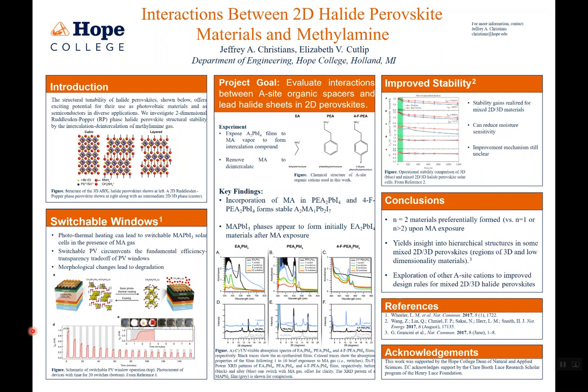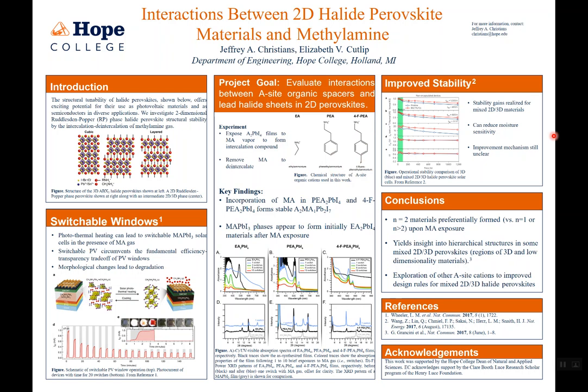There are some pretty severe morphological changes when we do this over a lot of cycles. So one of the ideas is perhaps a 2D structured or a mixed 2D, 3D structure will allow this intercalation, deintercalation of methylamine more reproducibly. The goals of our project generally were to evaluate the interactions between different organic spacers and the lead halide sheets in 2D perovskites. So we did this by exposing films with one of these three different organic spacers, EA, PEA, and 4-fluoro-PEA.